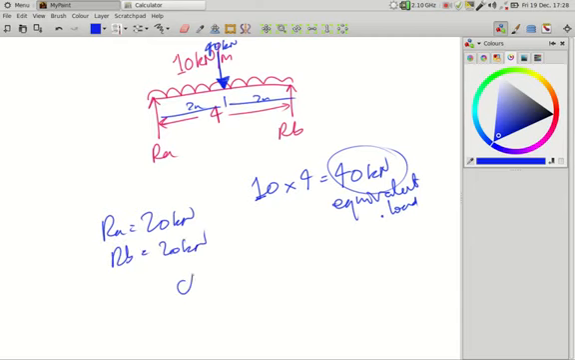And you do a check, up equals down. So up you've got 20 plus 20, and down you've got 10 times 4, because it's acting over 4 metres, so 40 equals 40, that checks.